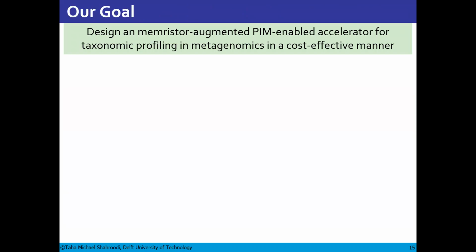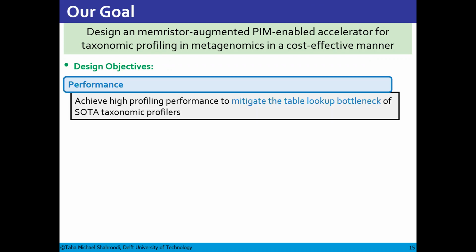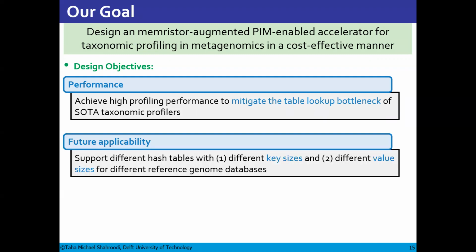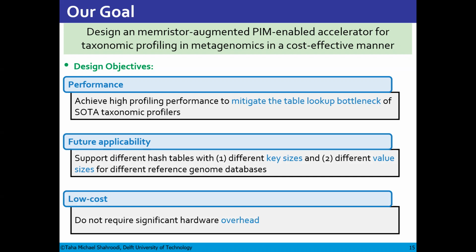Motivated by our observation, our goal is to design a Memristor-Augmented PIM-enabled accelerator for cost-effective table lookup required in taxonomic profilers of metagenomics. We have three objectives in designing our new system. First, the system should provide high performance for table lookup and end-to-end profiling. Second, the design should be applicable for different reference databases, or in other words, tables with varying sizes for keys and values. Third, it should not require significant hardware overhead.